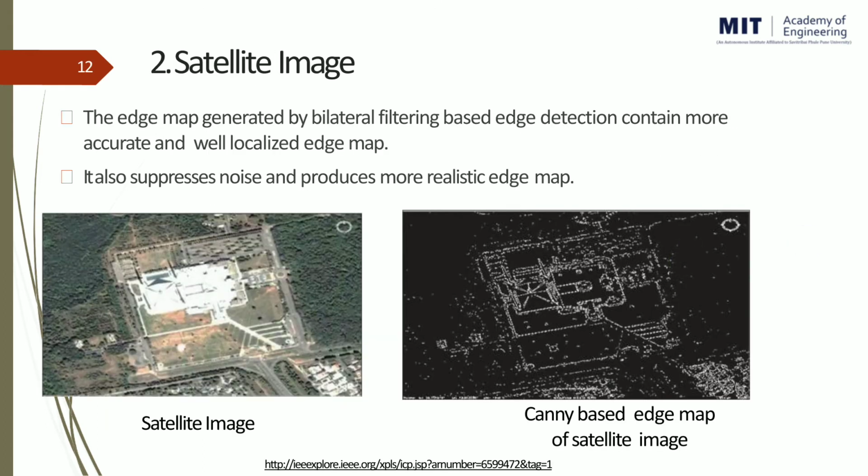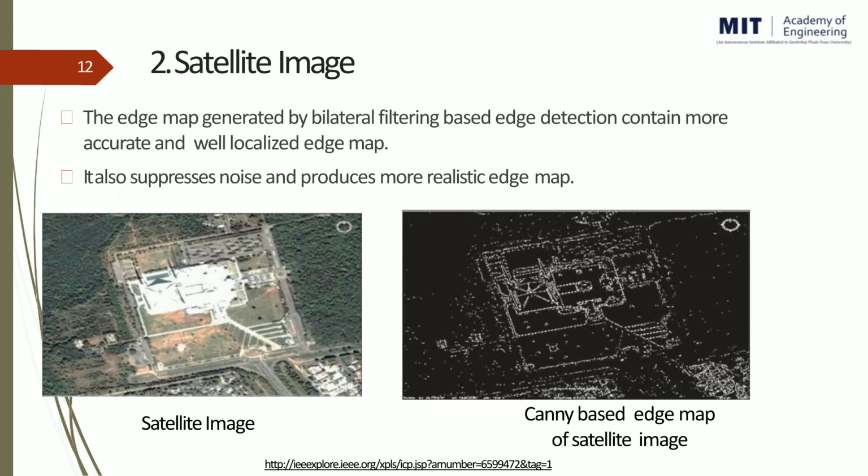Second application is satellite image. The edge map generated by bilateral filtering based edge detection contains more accurate and well localized edge mapping. It also suppresses noise and produces more realistic edge mapping.